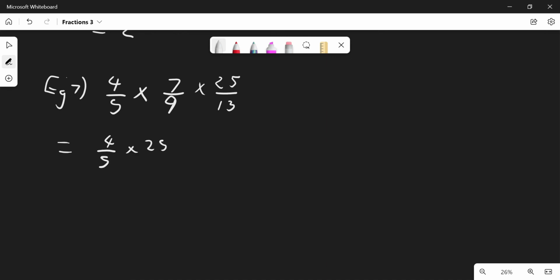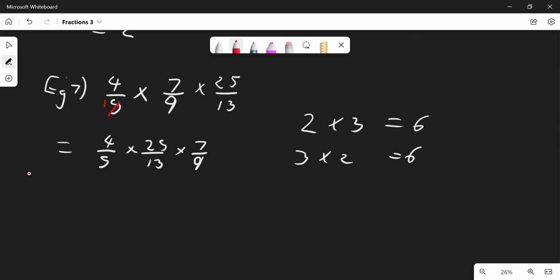Times 25 over 13 times 7 over 9. I'm allowed to do it that way. 2 times 3 is equal to 6, and 3 times 2 is equal to 6, right? So it doesn't change the answer the way I'm writing it across the times. So what I'm essentially saying is I could actually cross simplify this 5, which divides into itself once, and there it divides into 25 5 times. So I'm just going to get rid of these. So what we'll have is 4 over 1 times 7 over 9 times 5 over 13.